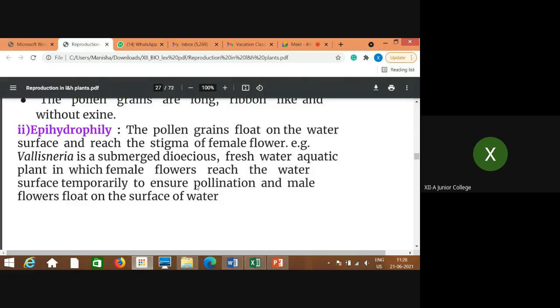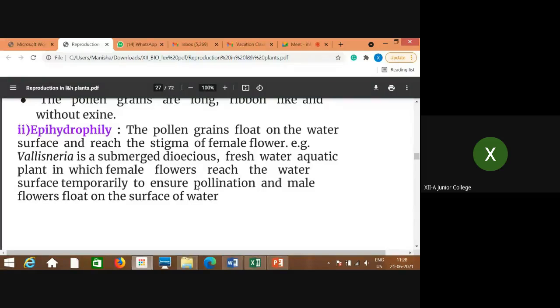Now you try to understand. Submerged means this plant is growing below the water surface. Dioecious means what? Di means two. The male and female plants are different. These terminologies you should always remember. Dioecious nature is seen in plants, and monoecious and dioecious are the words. Okay, this nature is observed in the case of plants.